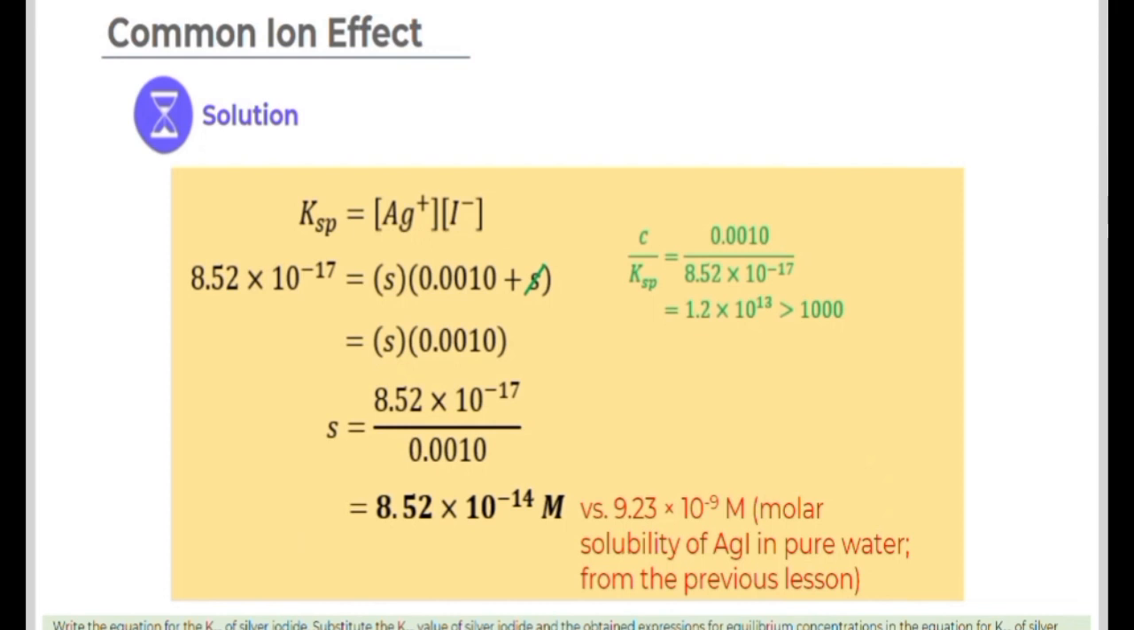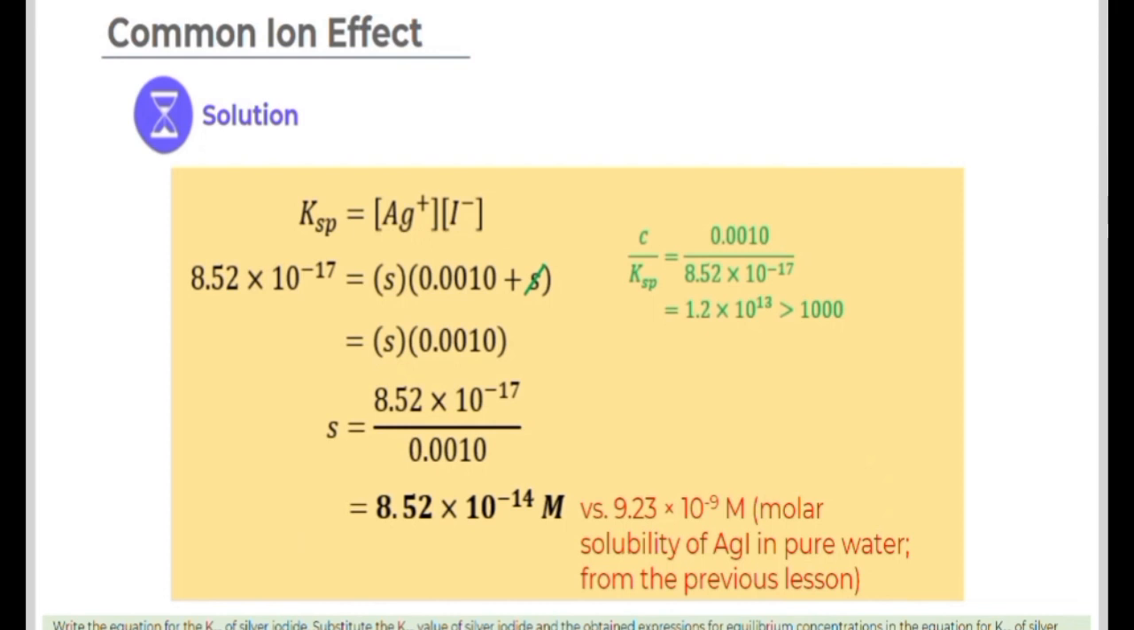Notice that the obtained equation can be simplified by assuming that the value of S is too small compared to 0.0010 molar. To check if our assumption is valid, let us divide 0.0010 by the given Ksp value. Since the answer is much greater than 1000, our assumption is valid.